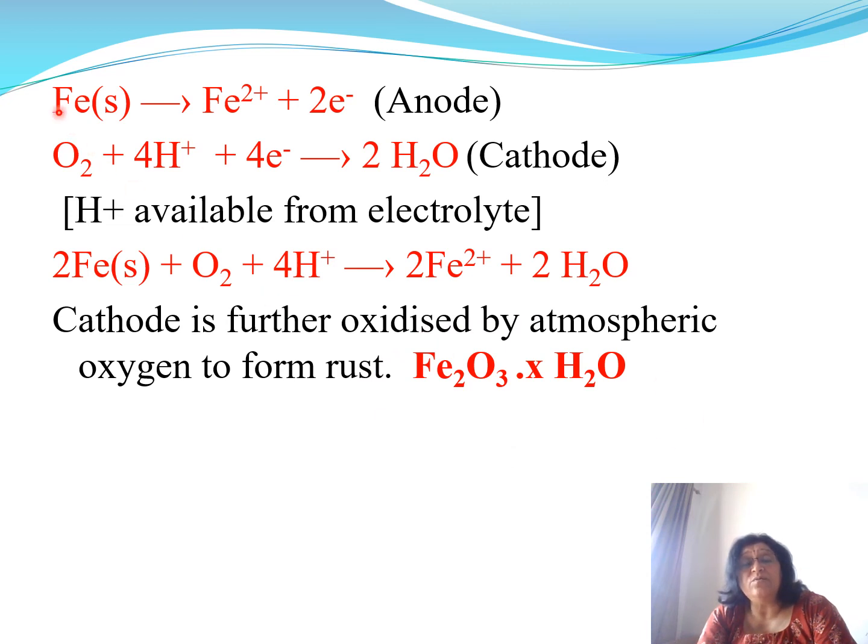Okay. So at anode what had happened? Iron changed to ferrous ions by the release of electrons. At cathode oxygen reacts with H plus by the gain of electrons, a reduction reaction, and forms water. The net reaction is Fe plus oxygen plus 4H plus gives you Fe2+ plus water.